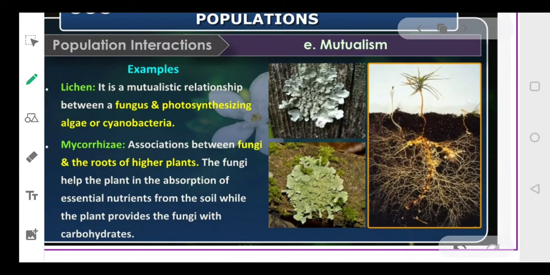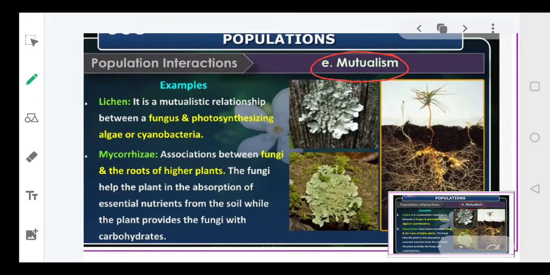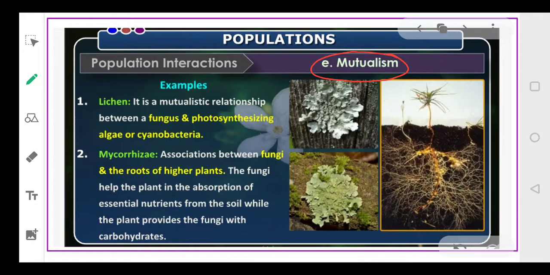Then the last but not the least is called mutualism. Now mutualism is a relationship between two species where both derive the benefit. Suppose if this is the area and two species are present here, both will have a positive impact on each other due to the presence. Both derive benefit from this association. So it is entirely a positive relationship for both the species.